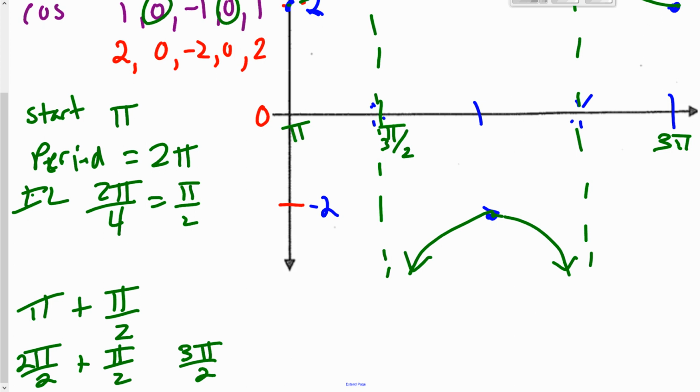Add another pi halves, that would be 4 pi halves, or 2 pi, right? And then 5 pi halves. And then there's 6 pi halves, right? Which is 3 pi. Or 6 pi halves. Hopefully people can see that. Let's erase that. Okay, so there you go on that one.